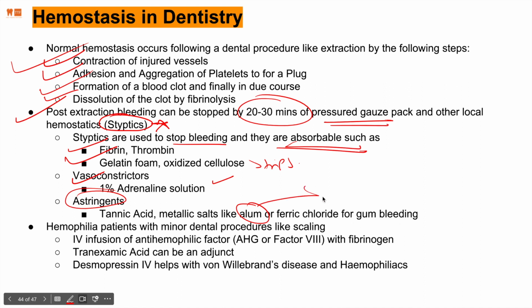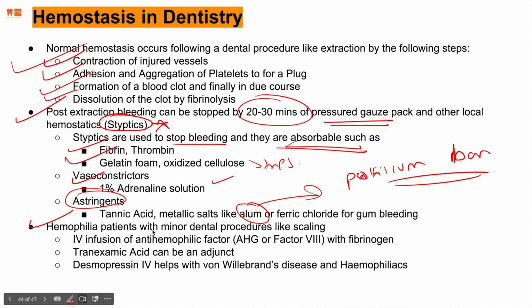Remember alum? Most guys used to use it when they used to shave. It's potassium alum bar. When they shave, there's cuts on their faces. That's when they use alum bar. It looks like a transparent soap bar. That's what it looks like.